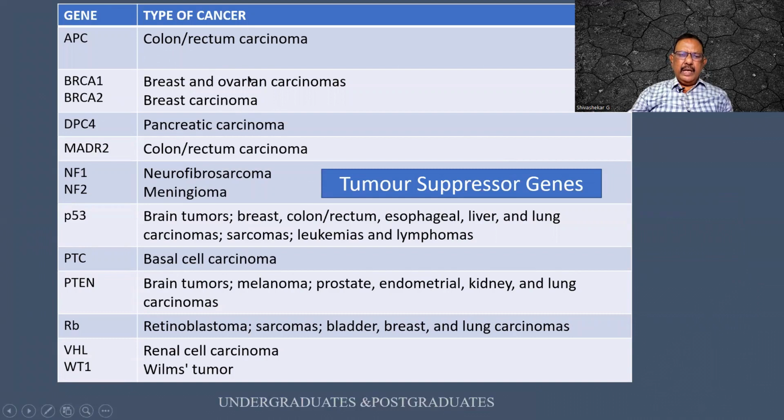And then the type of cancer. PTEN, for example, in brain tumors, prostate, endometrium, etc. PTC in basal cell carcinoma. NF1 in neurofibrosarcoma. And WT1 in Wilms tumor. So the entire list is there. BRCA1 and 2, you people know, breast malignancies.